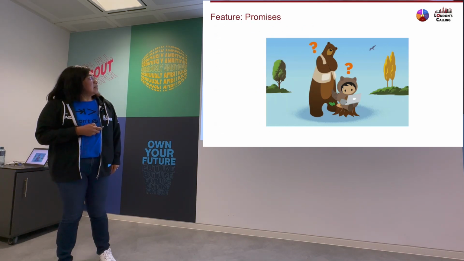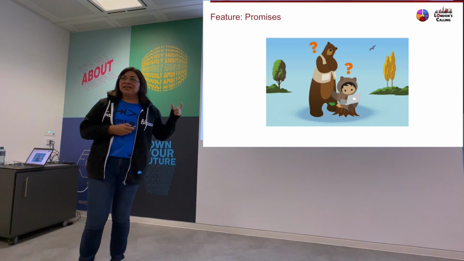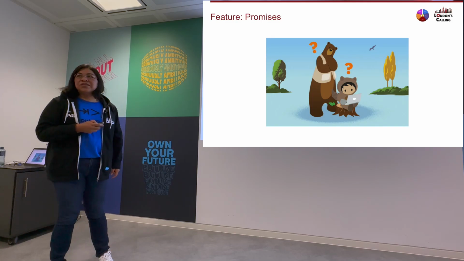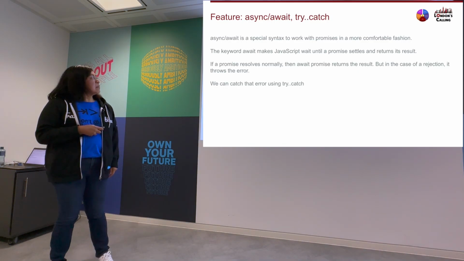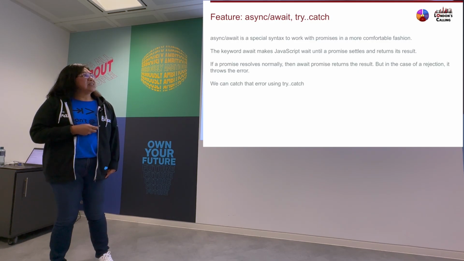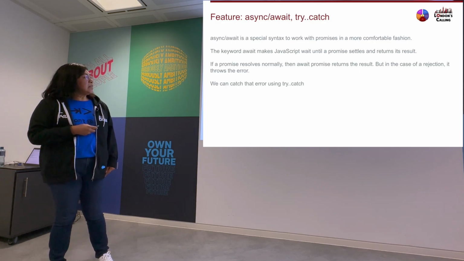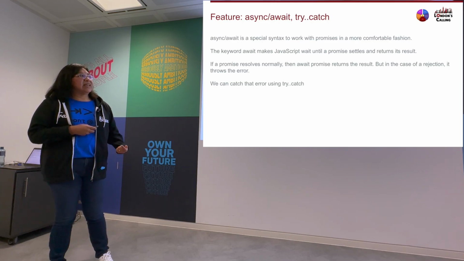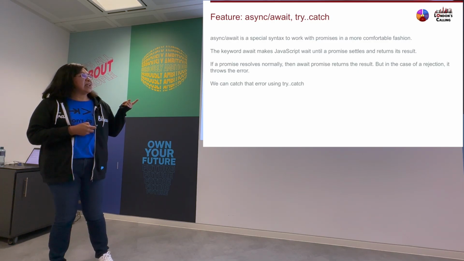But can I do better than that? I have to admit that at the beginning of my journey, I was using promises in that way of chaining a lot. But now I don't use them at all, actually. Now I use async await and try catch. Async await is a special syntax to work with promises, but in my viewpoint, it is a more comfortable way of doing it. If you use the keyword await, that makes JavaScript wait until the promise settles and returns a result. If the promise fails, it's going to throw an error. So that's why we have to use try catch to catch the error.